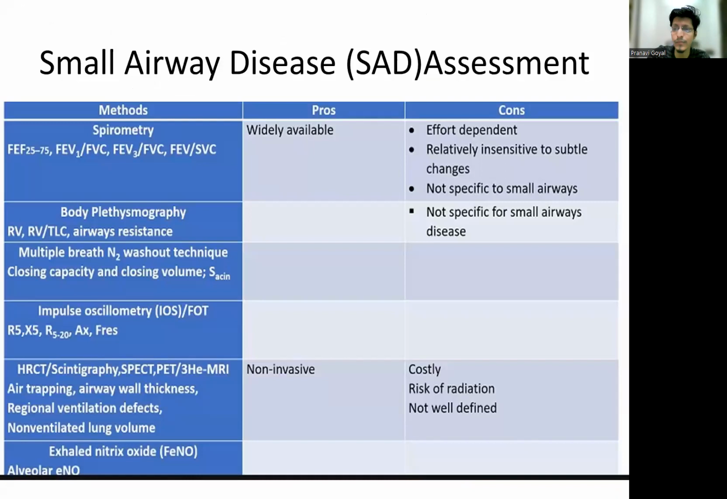Now, you should know the small airway disease assessment. This includes spirometry, widely used. It includes FEV1, FVC, FEV3, FVC, FEV upon SVC, then body plethysmography, multiple breath nitrogen washout, impulse oscillometry, and HRCT, which is easy and non-invasive, and tells you about the thickening of the airway, air trapping, then regional ventilation defects, and non-ventilated lung volume, and also fractional exhaled nitric oxide.